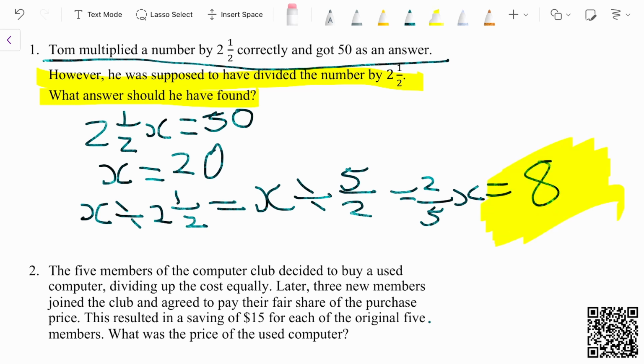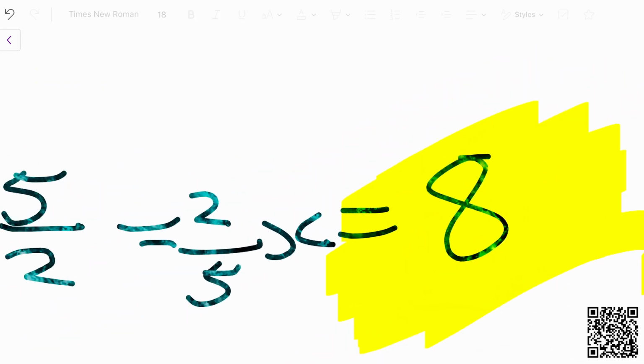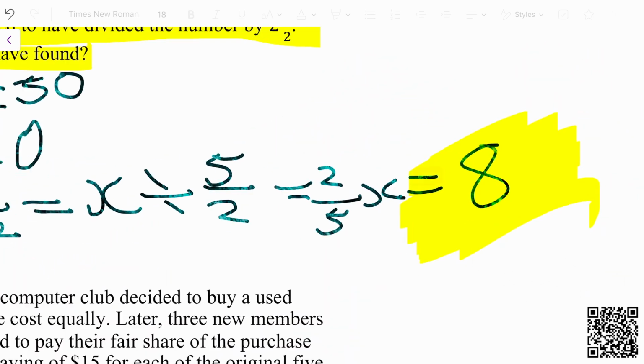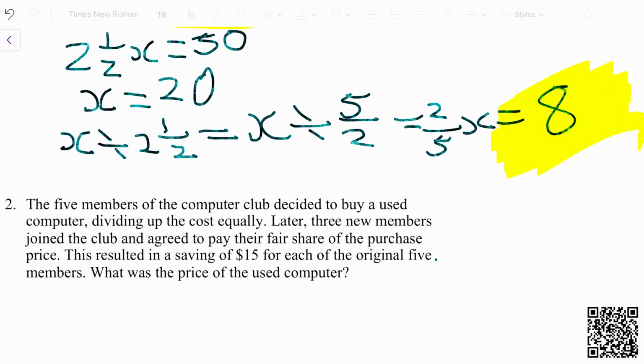Like for real though, why is that acid green so cool? Like look at the little patterns. Oh my goodness gracious. Alright, moving on to problem number 2.